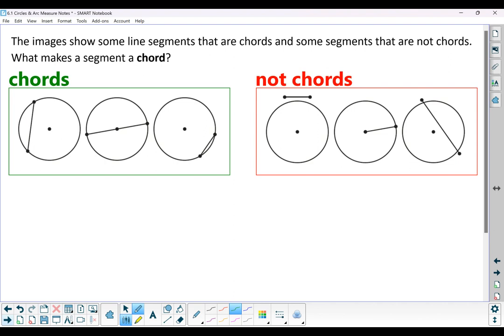Some new words for this year that might be new to you. I've got a picture here on the left that shows a bunch of chords, and a picture on the right shows some segments that are not chords. So what makes a segment a chord? Something you might notice is that both ends of the chord are on the circle's edge. Another example of not a chord would be something that is connected maybe on one side but does not go all the way to the other edge.